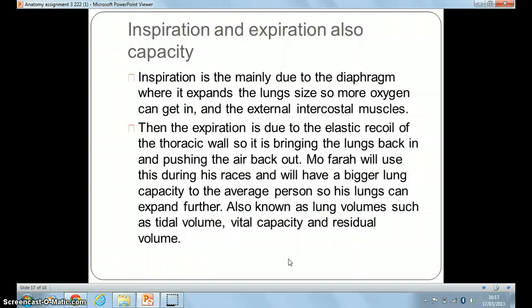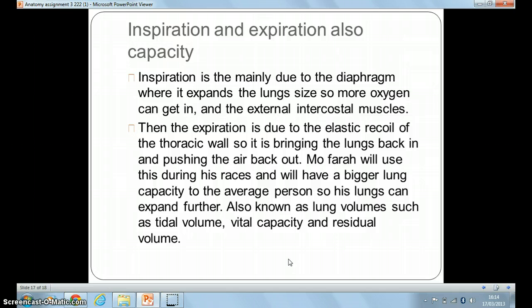Inspiration and expiration, also capacity. Inspiration is mainly due to the diaphragm, where it expands the lung size so more oxygen can get in, and the external intercostal muscles. Then the expiration is due to the elastic recoil of the thoracic wall, so it is bringing the lungs back in and pushing the air back out.